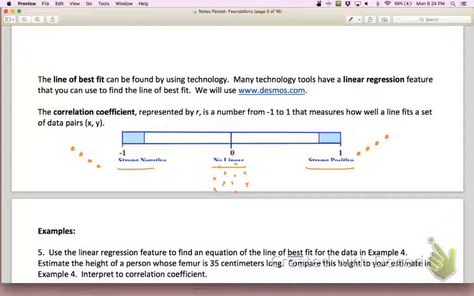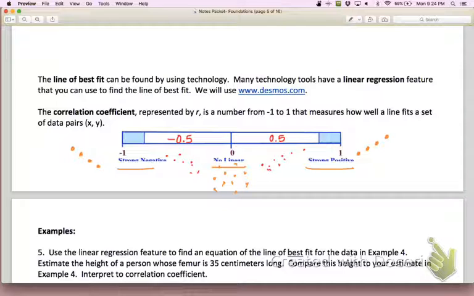Now we can get numbers somewhere in between there, like say positive 0.5. Well, that would be points that might not be quite in a straight line, but they're close. Negative 0.5 would be the same thing. So the closer you get to +1 or to -1, the better your data set is fit by a line. The closer you get to 0, the worse the relationship is there, okay?